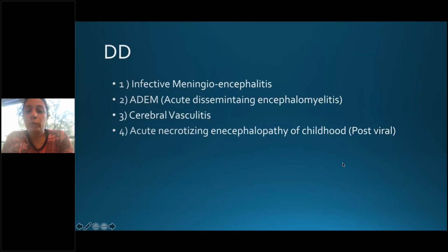So at that point, we thought it could be meningoencephalitis, an infective cause. It could be an acute disseminating encephalomyelitis, something that would affect his brain and his spine. We thought about vasculitic changes, and much more rarely an acute necrotizing encephalopathy of childhood, like a post-viral thing. This is mainly in cases in East Asia, but there are sporadic cases all over the world where you get a viral infection, whether respiratory or gastrointestinal, and then you have secondary necrotizing changes in the brain.